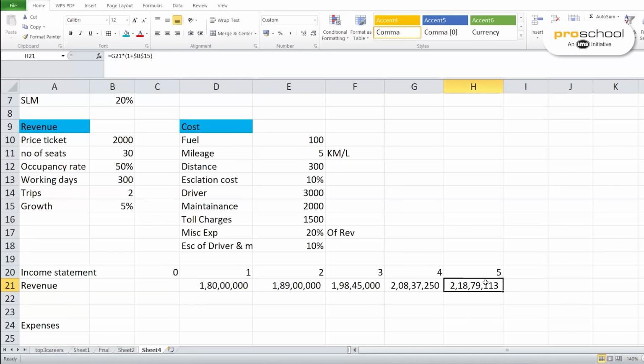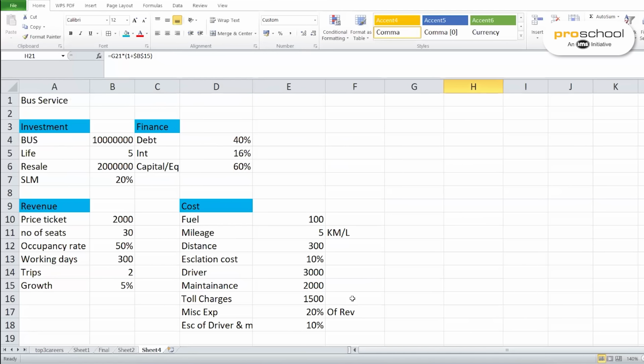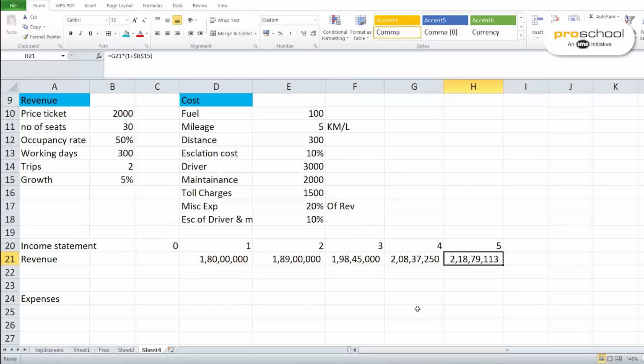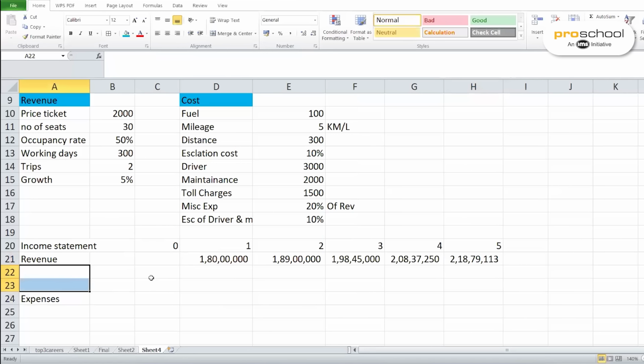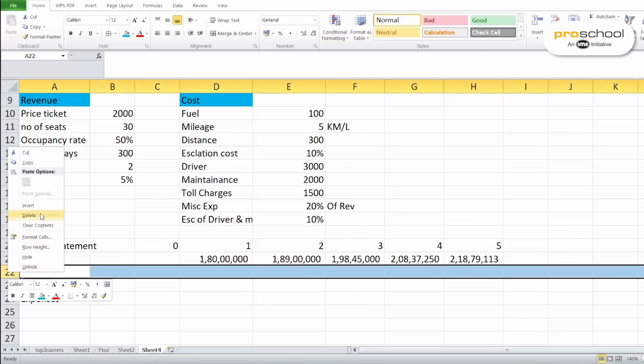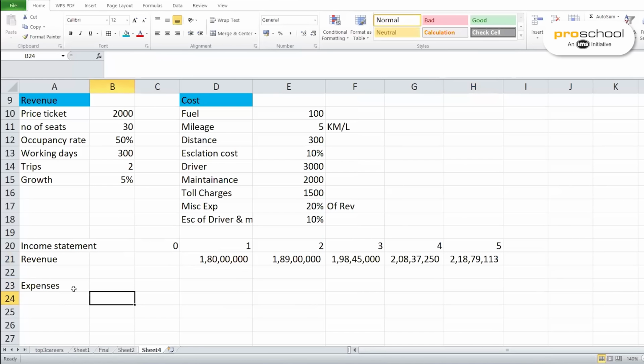So once I have taken the revenue, I have to see, is there any other revenue of the company? No. So this is the only revenue my company is earning. Now let me take up the expense part. Now I see I have two lines over here. So these are extra for me. So I can cut down those lines by simply deleting the rows, right? And now take the expense part. Now in expenses, the first expense is fuel cost. So let me take the fuel cost.